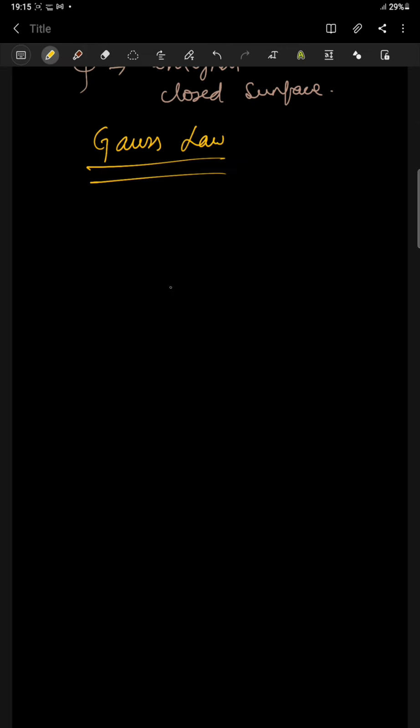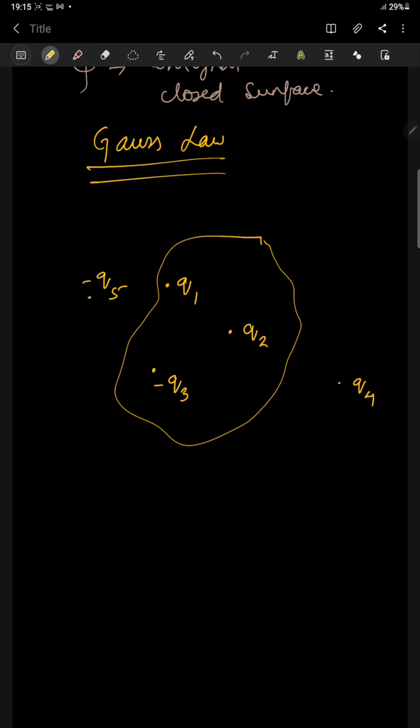Suppose I have charges like Q1 here, Q2 here, and minus Q3 here, and then I have minus Q5 here, and here I will have Q4. Such a charge configuration is given to me. And I have been given a closed surface of this manner. This is a closed surface. Now it is asking you, how can you find out the flux associated with the closed surface? Phi net with the closed surface will be how much?